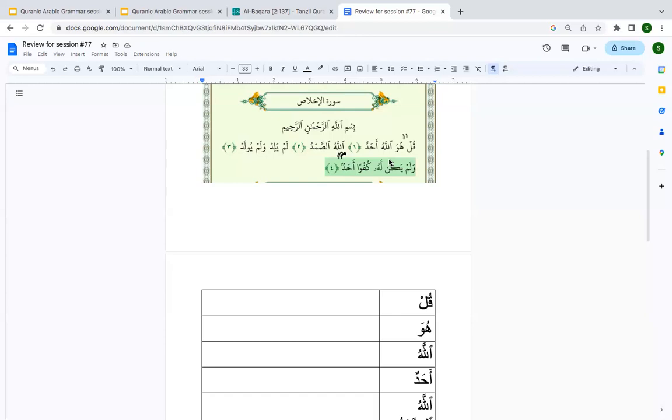So again, look. Yakun, he is not, or he was not, because of lam. Lam pushed it into the past. Okay, lam yakun. Yes, lam yakun. Because of lahu, there is a change in translation. Because of lahu, he has someone equal to him, this has changed the translation somewhat.